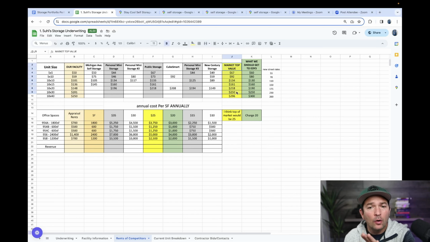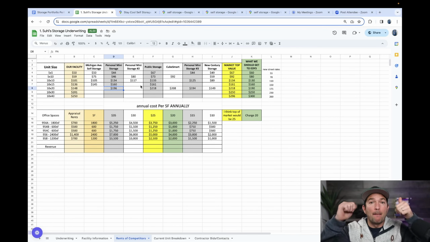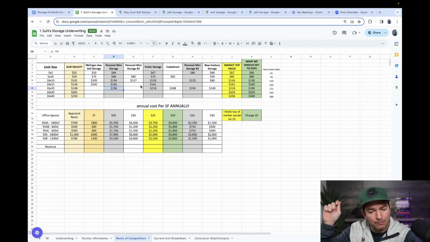Now we don't know if the top of the market is a much nicer product, so you have to find out. But here's some that are right next to us: 59, 75, 101, 105, 136, 145. A little bit more expensive right here: 136, 160, 148, 196. Overall, looking at these numbers, here's our facility, here's our competitors. We're low on rent. Boom. Check box, or box check.